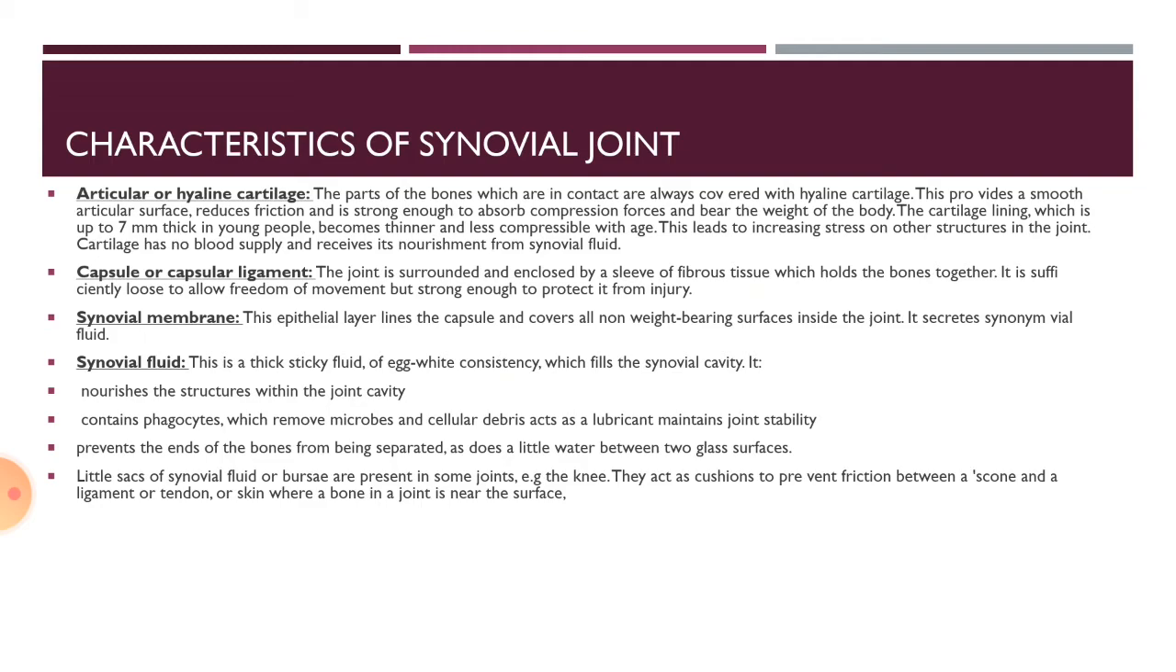There are also some characteristics of synovial joints that we have already discussed, but we will discuss them once again. So the first characteristic is articular or hyaline cartilage. Those parts of the bones that take part in the formation of the joint will be covered by the hyaline cartilage. So the parts of the bone which are in contact are always covered with the hyaline cartilage.